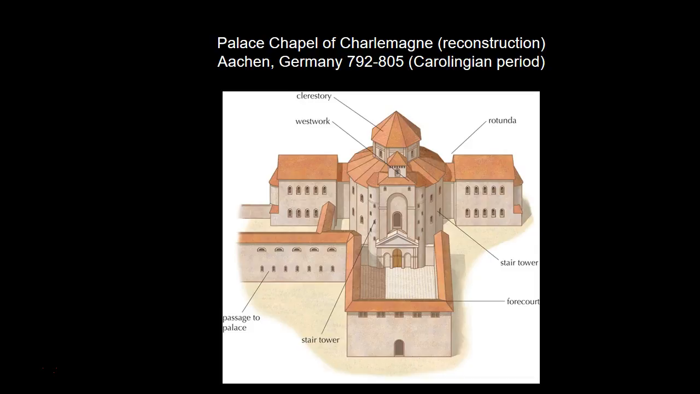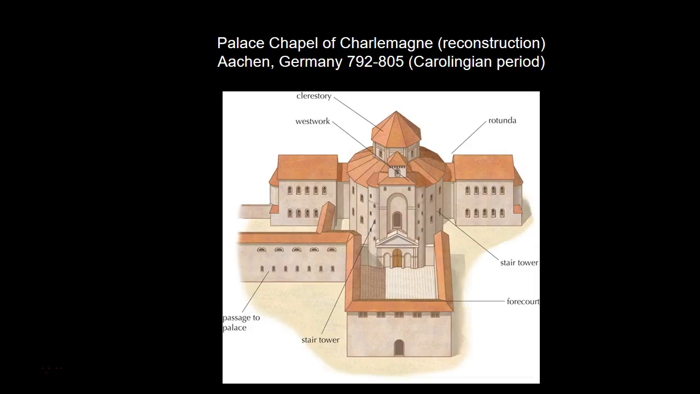All right. So let's take a look here. This is going to be a plan of the Palace Chapel of Charlemagne, which is in Aachen, Germany. And you can see that it is quite a spectacular structure. It looks quite a bit different than the other ones we've seen. It is a little bit different. It's fusing a couple of ideas together.